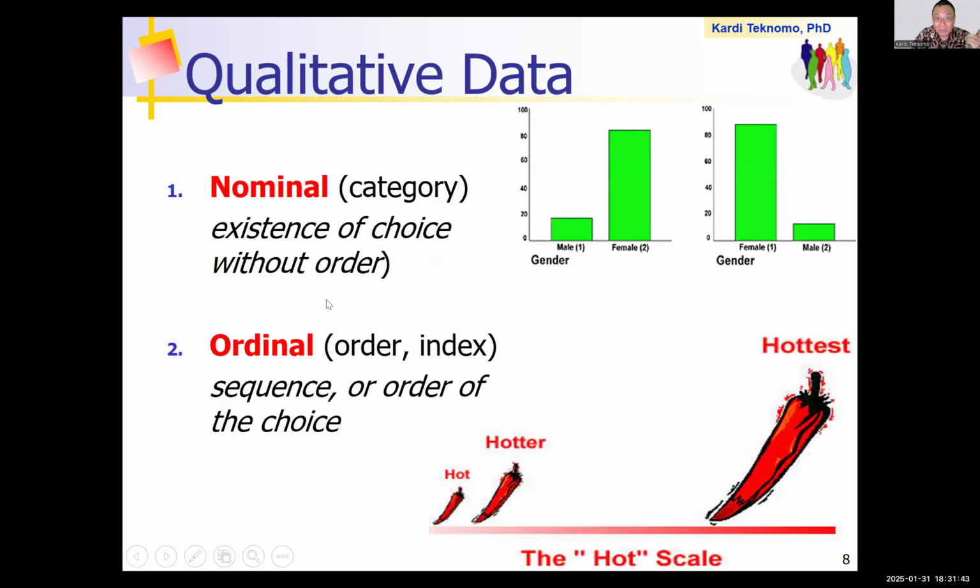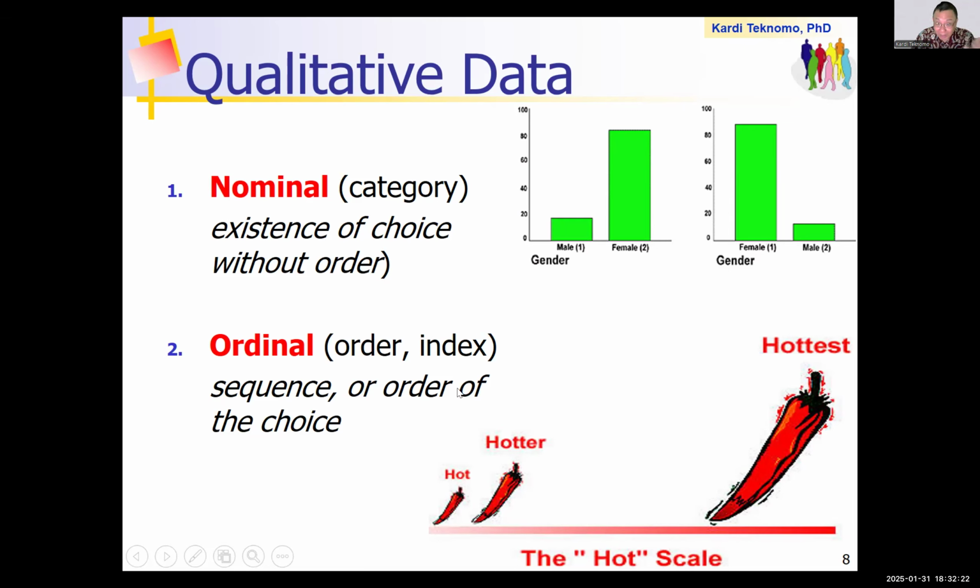Okay. So again, qualitative data contain nominal or category, and ordinal. What is nominal? Nominal means you only have a choice without any order. For example, gender: male or female. You can put male as 1, female as 2, or the other way around. It doesn't really matter because this number represents only a category. There is existence of choice, but no order. So if your data is something like this, it is called nominal data.